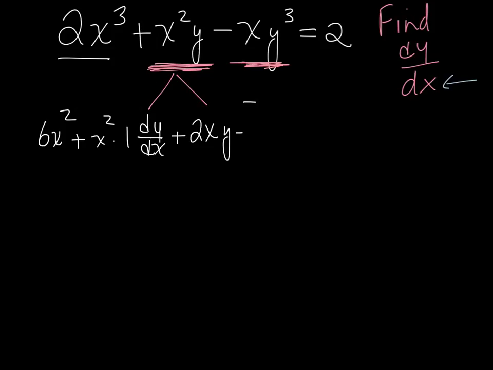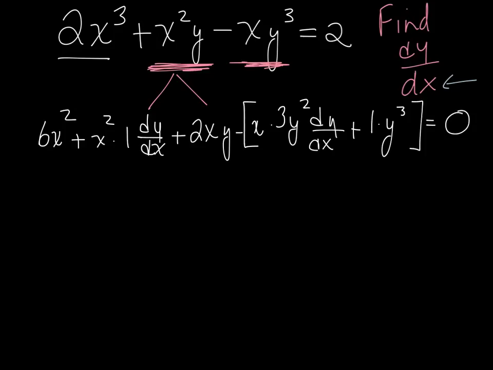Minus, I'm going to put this in square brackets so I don't miss distributing the negative sign. Leave the x alone times the derivative of y, which is 3y squared dy/dx, plus the derivative of x, which is just 1, and leave the y alone. And then the derivative of 2 is a constant, so that becomes 0.